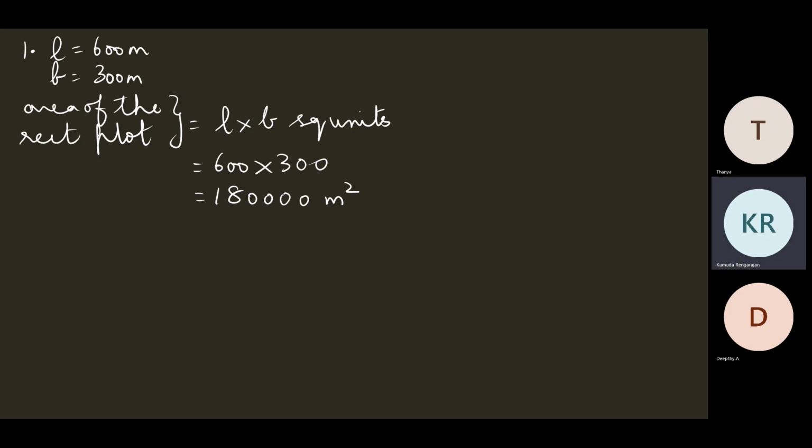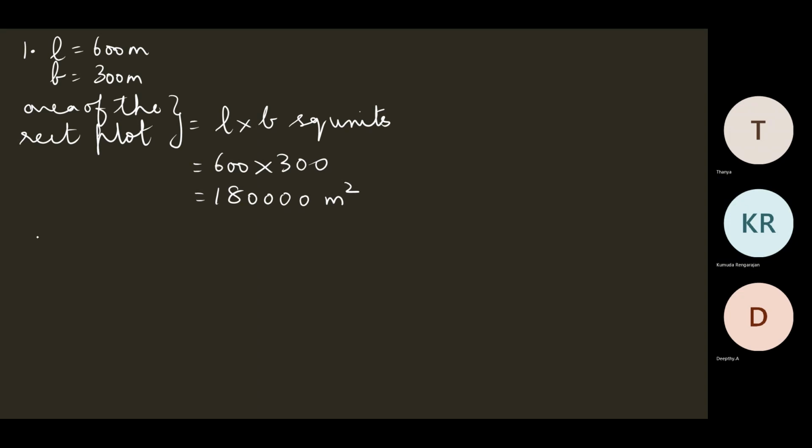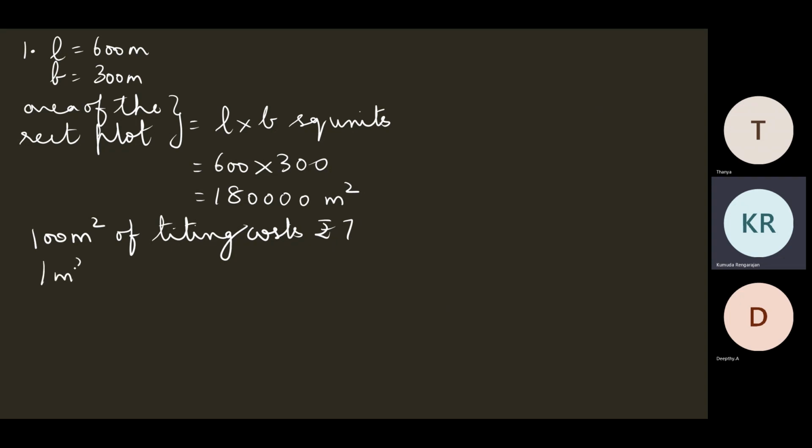So once you find the area, next you can find the cost of tiling. Now look at the rate of tiling. The rate of tiling is 7 rupees for 100 square meter. See here, 100 meter square of tiling costs rupees 7. So 1 meter square of tiling will cost.